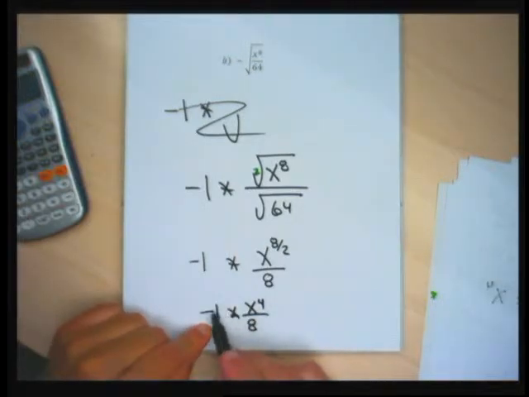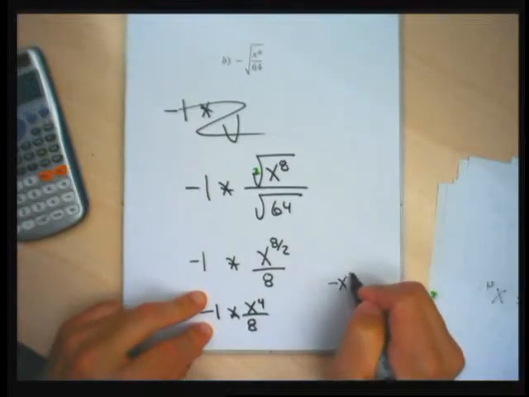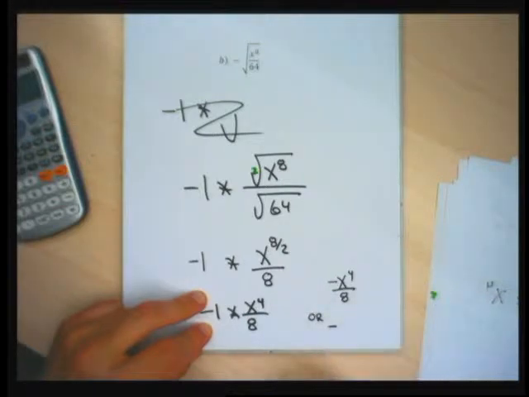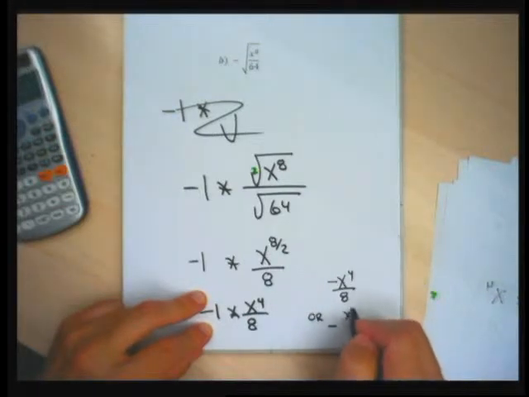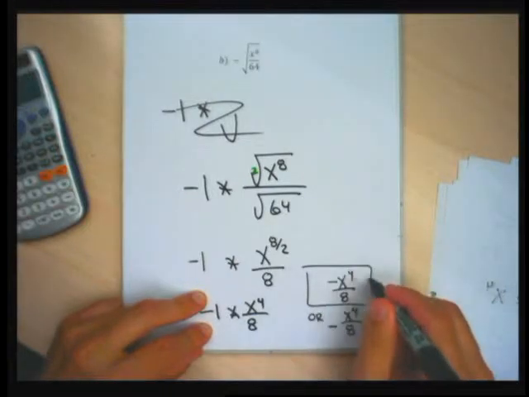This negative 1, I can multiply negative 1 times x to the fourth and write negative x to the fourth over 8. Or I can just leave the negative without the 1 to the left of the fraction times the x to the fourth over 8. So these are both correct answers.